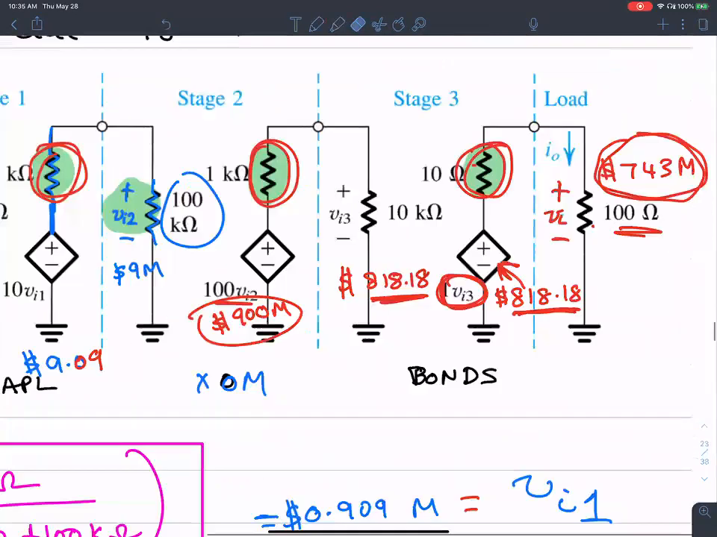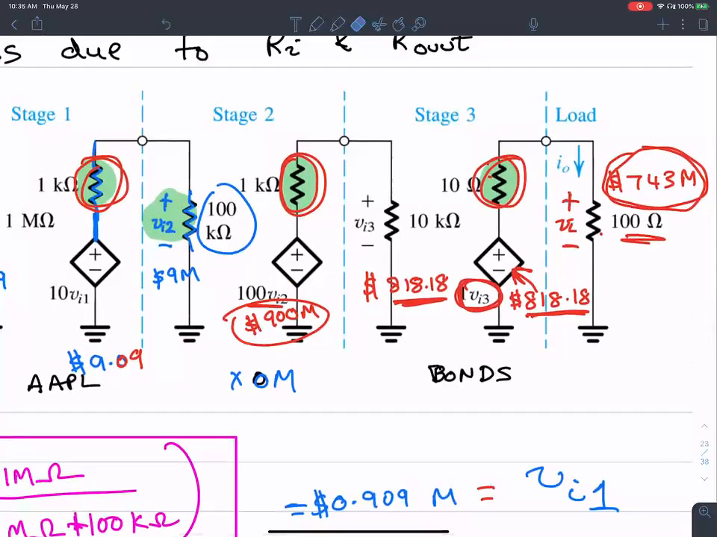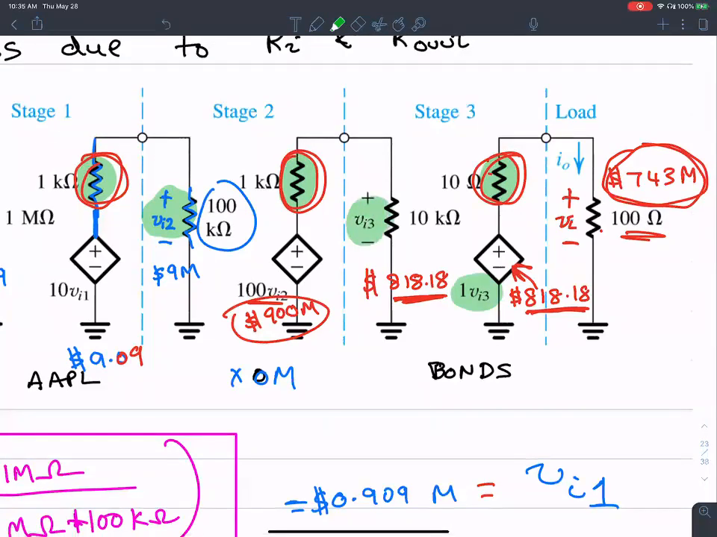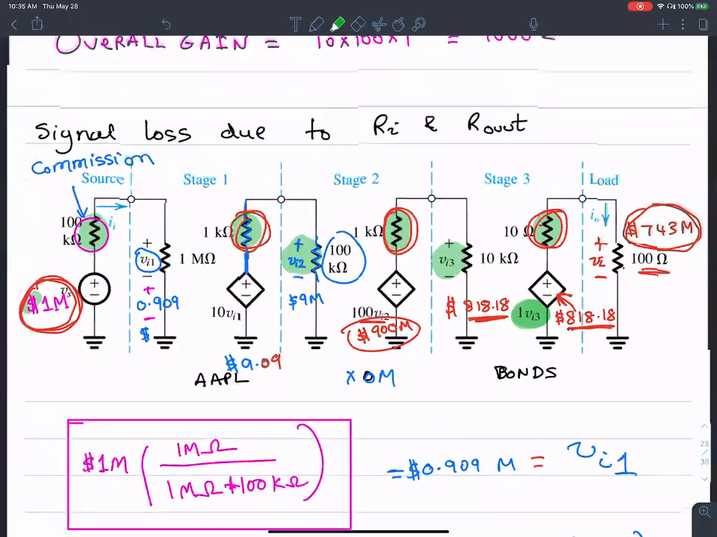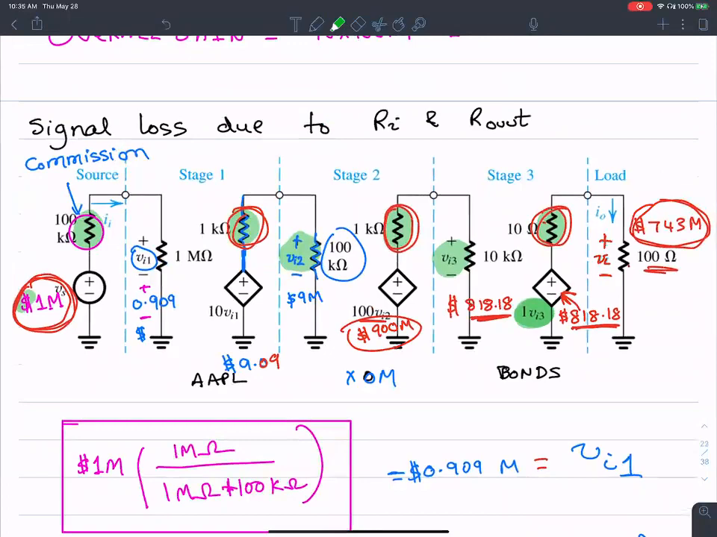Also, this guy investing in bonds for a gain of one. Okay, this is the gain, right? Pay attention to this, one times VI3. What it really is saying is, whatever is VI3 here is multiplied by a factor of one. That's the gain of that stage. What's the point of using a stage with a gain of one? That seems futile or useless. But there's a good reason for why we use that. I'll talk about that in a minute.